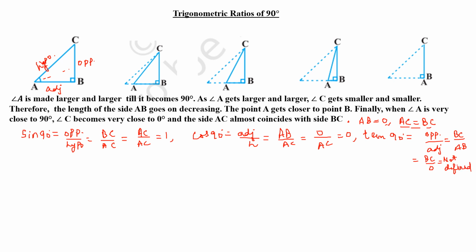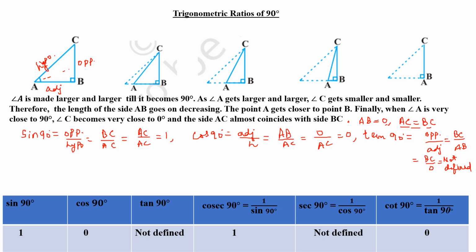Okay, now I have written everything in the form of a table. As you got the sine, cos and tan values, you can now calculate the cosec, sec and cot values also. So you can see from here, sine 90 I got the value as 1, cos 90 is 0, tan 90 is not defined. Now cosec 90 is the reciprocal of sine 90, so the reciprocal of 1 is 1. Sec 90 is the reciprocal of cos 90, so the reciprocal of 0 means 1 by 0, isn't it? So 1 by 0 means it is not defined.